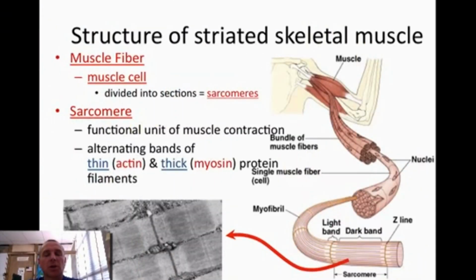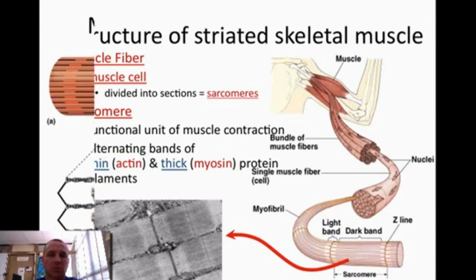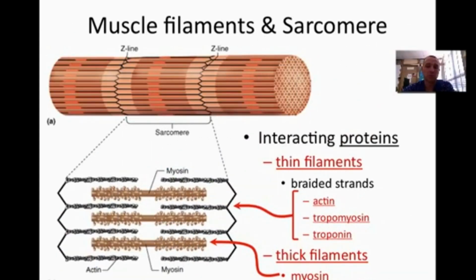Now, the structure of a striated skeletal muscle is one we'll talk about in the muscle fibers. They're divided into sections called sarcomeres, and you can see a sarcomere right down here. A sarcomere has alternating bands. That's what gives it striations, and these alternating bands are of actin and myosin, which are two types of protein filaments, and they're actually what work together in order to make the muscle contract.